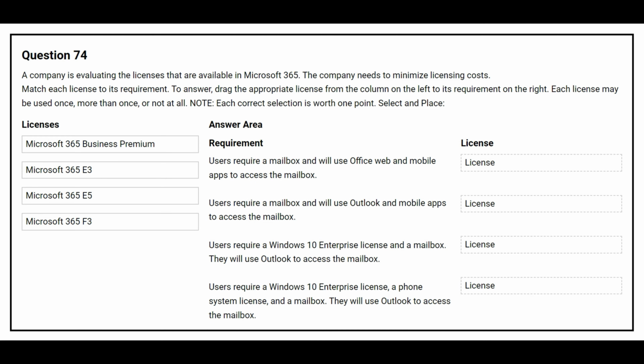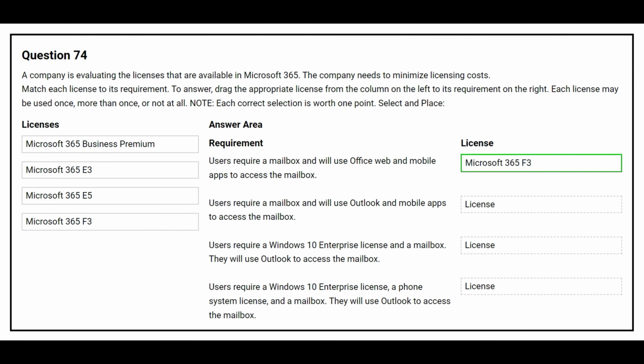Question number 74. A company is evaluating the licenses that are available in Microsoft 365. The company needs to minimize licensing cost. Match each license to its requirement. On the left side, you have the licenses. On the right side, you have the requirement and you need to choose the correct license. The first requirement is users require a mailbox and will use Office web and mobile app to access the mailbox. The correct license is Microsoft 365 F3.